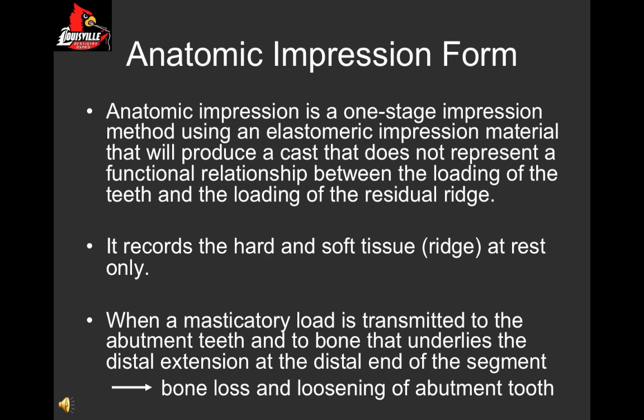A reminder of all our definitions. The anatomic impression form. An anatomic impression is a one-stage impression method using an elastomeric impression material like alginate that will produce a cast that does not represent a functional relationship between the loading of the teeth and the loading of the residual ridge. It records only the ridge at rest. More masticatory load transmitted to the abutment teeth and to the bone that underlies the distal extension at the distal end of the segment leads to bone loss and loosening of the abutment teeth.